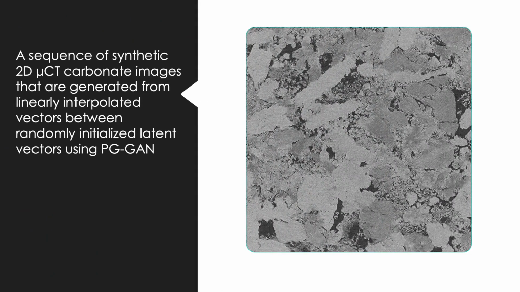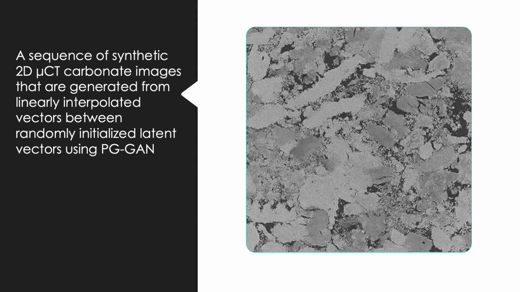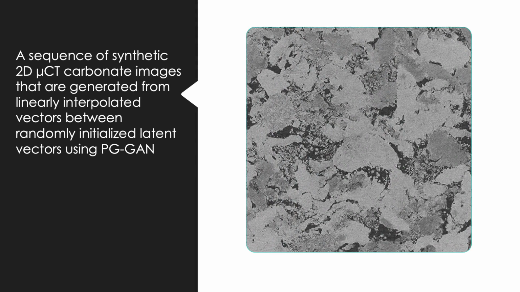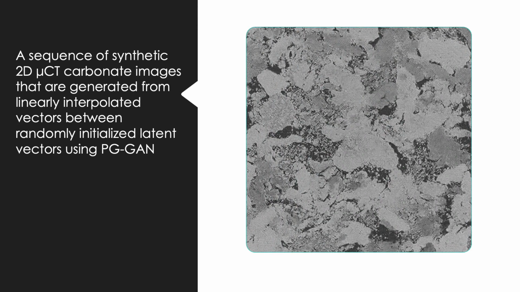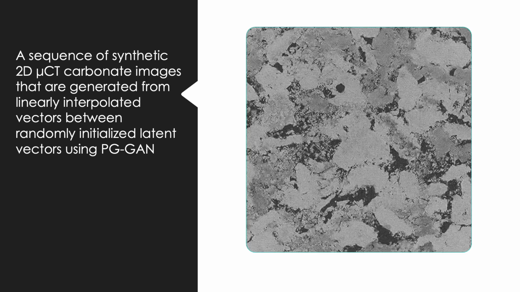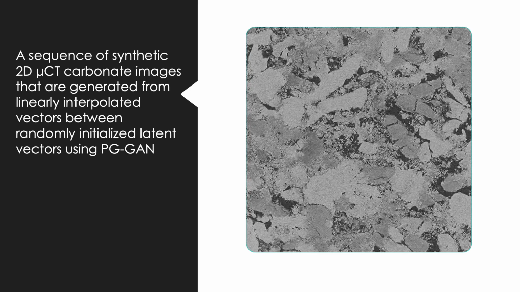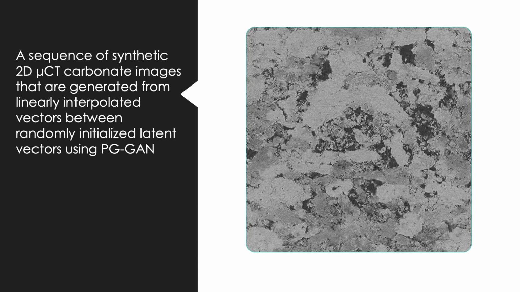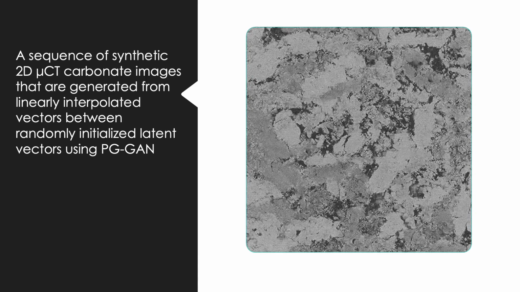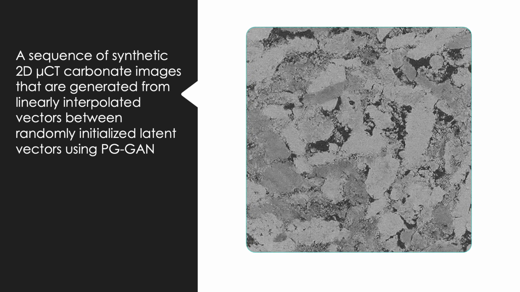I would like to end my video with an animation of synthetic XY plane slices. They are generated from linearly interpolated vectors between 2 random latent vectors using PG-GAN. It is very interesting to observe the smooth and continuous transformation of the rock structure. This shows the great potential of GANs in image editing.